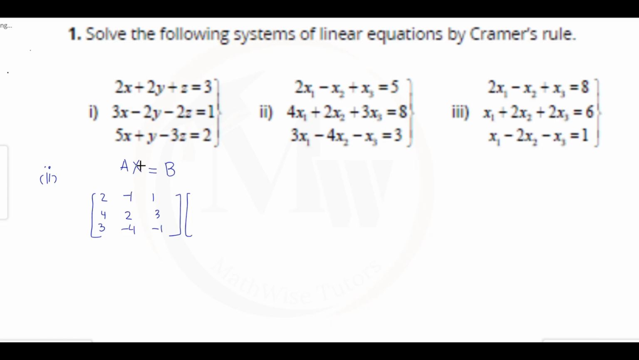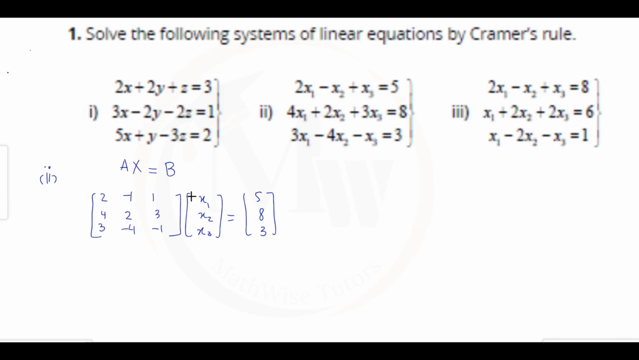Now we will make a matrix X, and as we know there are only three variables x1, x2, x3, which are repeating in all the equations. We make a column matrix for the variables x1, x2 and x3, and on the other side of the equal sign, B will be a matrix of the values which are on the other side of the equations. The values are 5, 8 and 3. This is also a column matrix. So this is how we can write the linear equations in the form of a matrix.